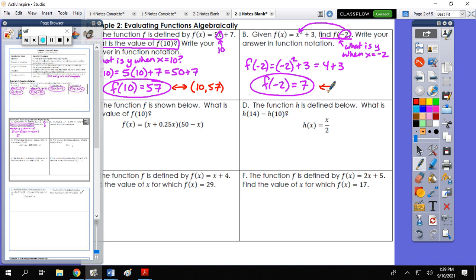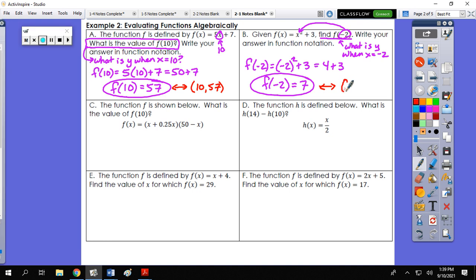If you graphed f of x over here, the point (-2, 7) would be on the graph. These are the same exact thing written in two different ways. One's written as an ordered pair, the other's written in function notation. All right, C is a little bit more advanced of a function in terms of being more difficult, more scary looking.